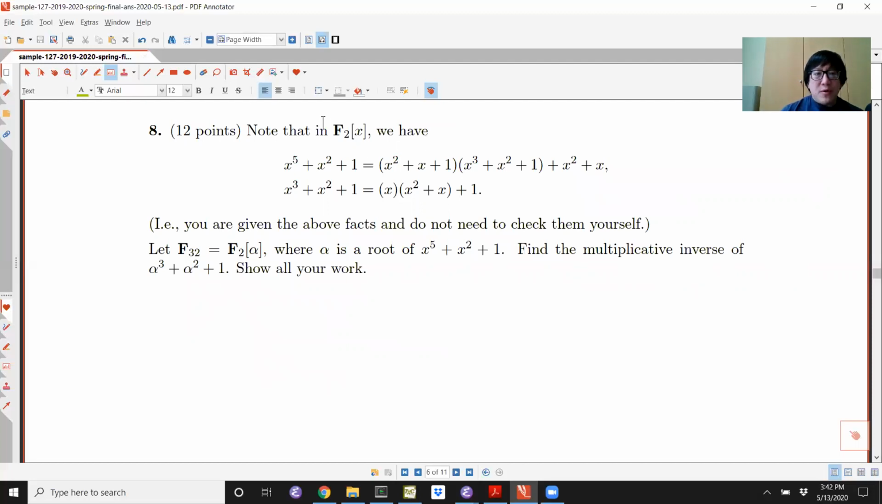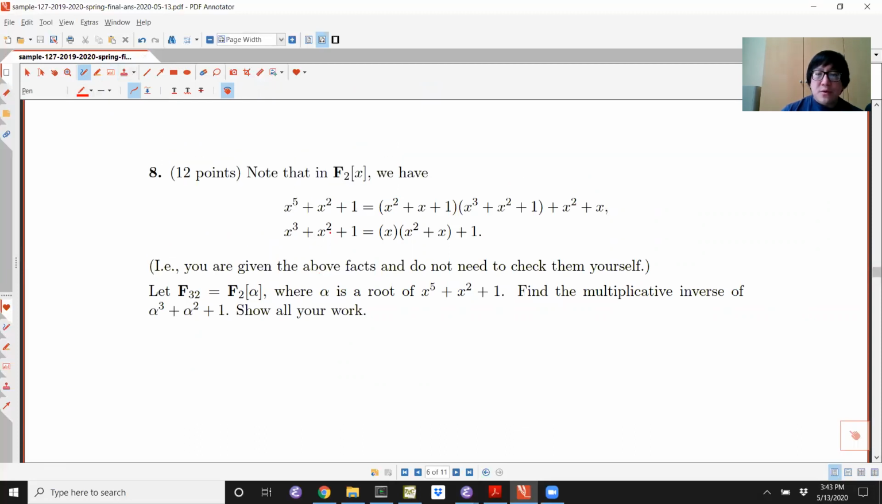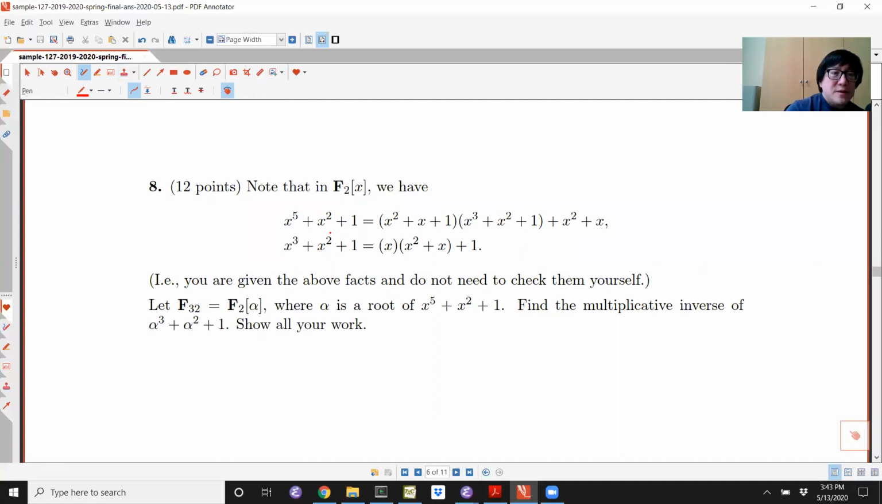Anyway, let's go ahead and do the problem. So now we're given these facts, and we're going to find the multiplicative inverse of alpha cubed plus alpha squared plus 1. So let's call this thing beta. That's an element of F32. And the corresponding polynomial is b of x. And this is going to be our m of x.